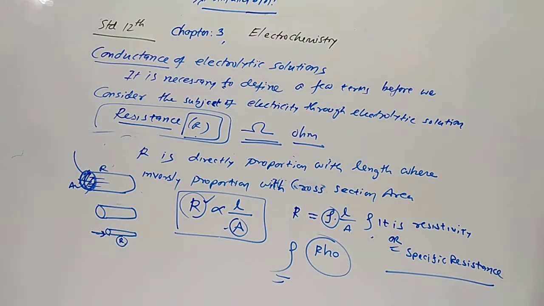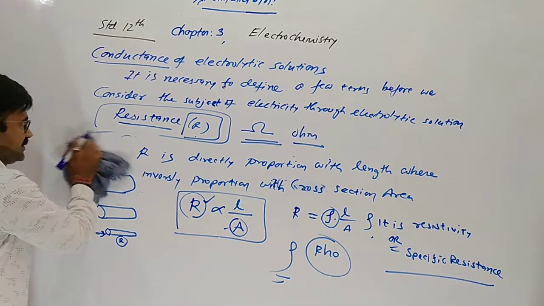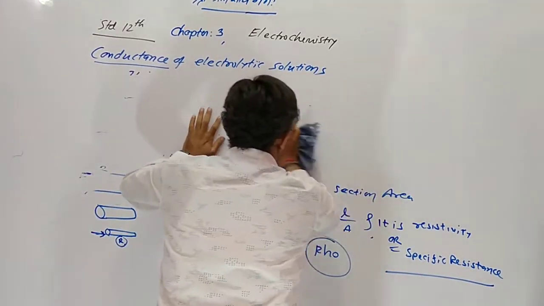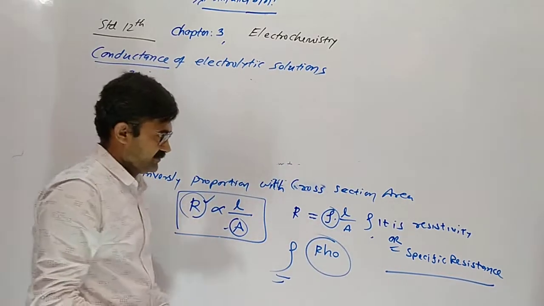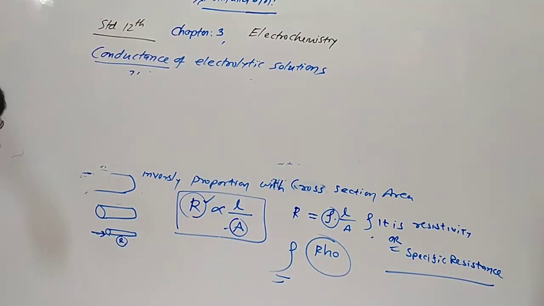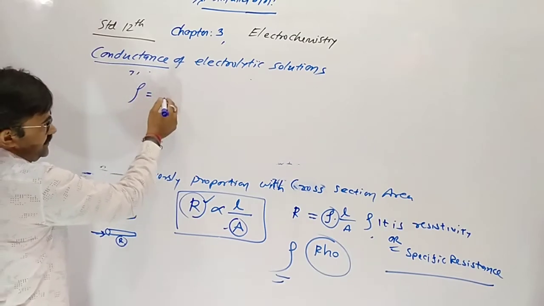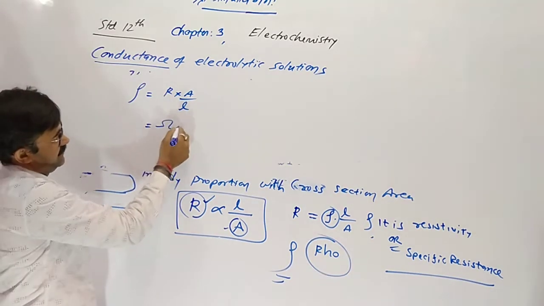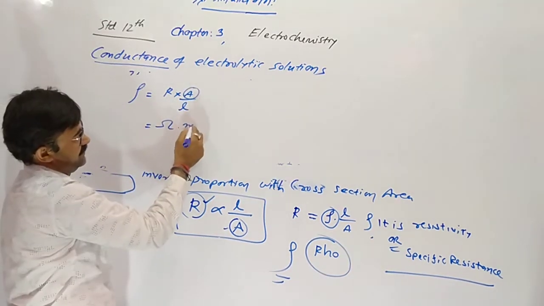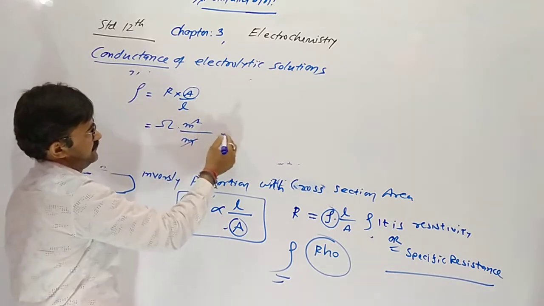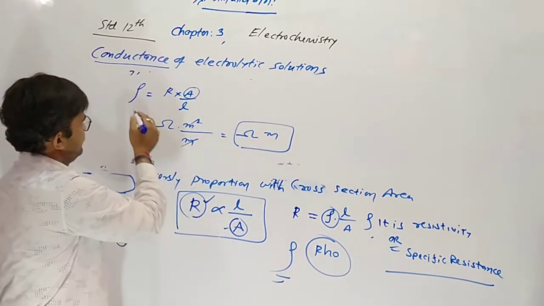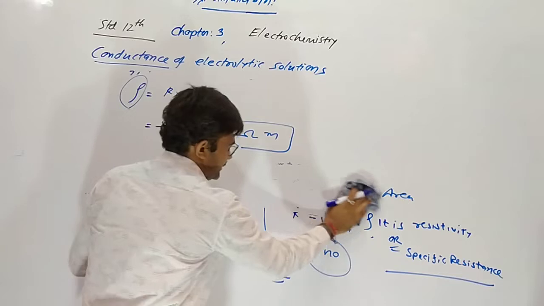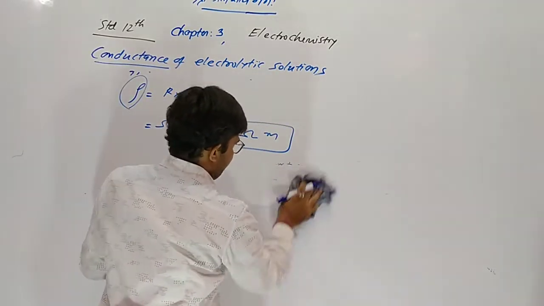Its SI unit is ohm into meter. How? Listen. R is the resistance, where rho is the resistivity or specific resistance. So rho is equal to R into A upon L. R in ohm, area in meter square, length in meter. So the unit of specific resistance is ohm into meter.